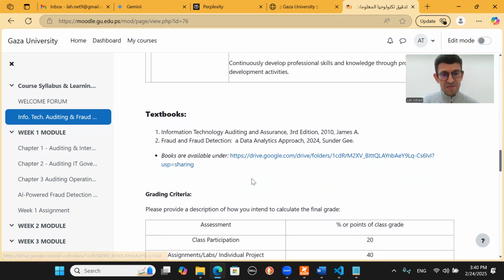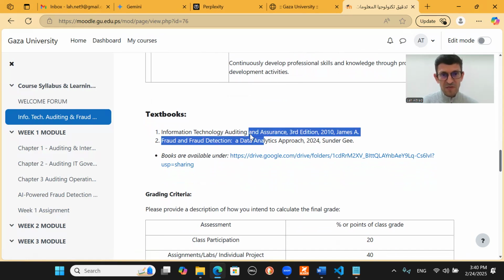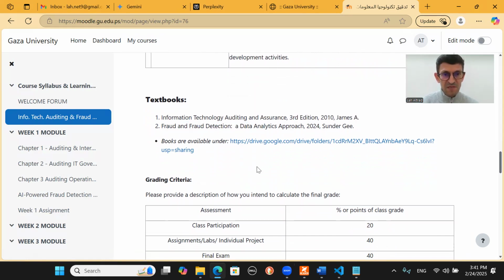So if you want to get a copy of these two textbooks, you can download them from this link. Right, so if you click on this link, you would have two copies right here. I mean, you can download these two books.